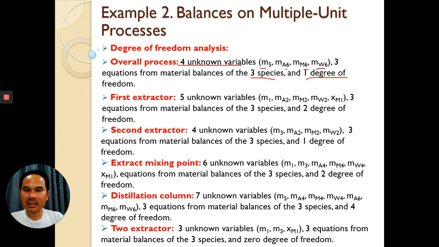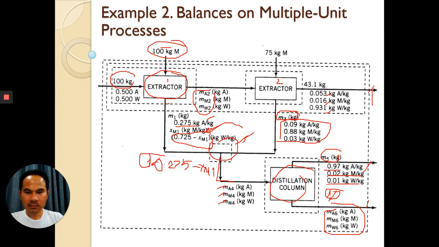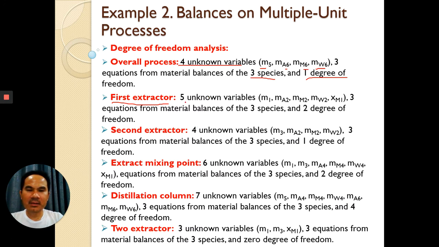Then we check the first extractor. For the first extractor, we have 2 known feeds. For the output, we don't know M1, XM1, MA2, MM2, MW2. So we have 5 unknowns and 3 species, so 3 independent equations. 5 minus 3 equals 2 degrees of freedom. You cannot solve the first extractor. Next, we check the second extractor.